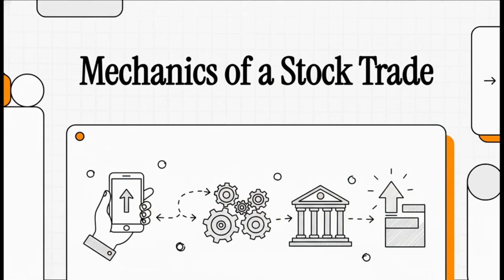So you tap buy on your phone, and poof, just like that, you own a tiny piece of a company. It really feels like magic, doesn't it? But what's actually happening in that split second?